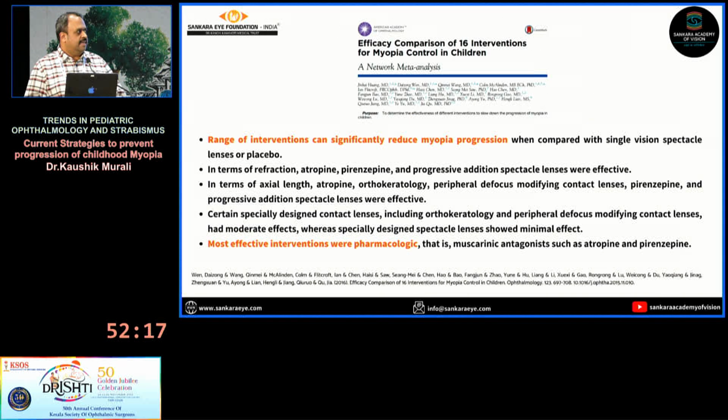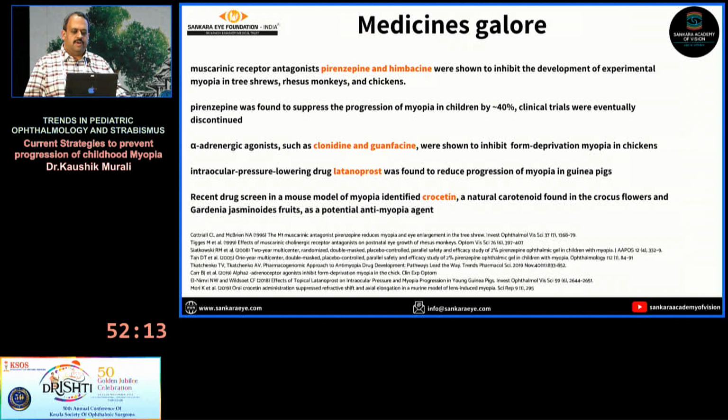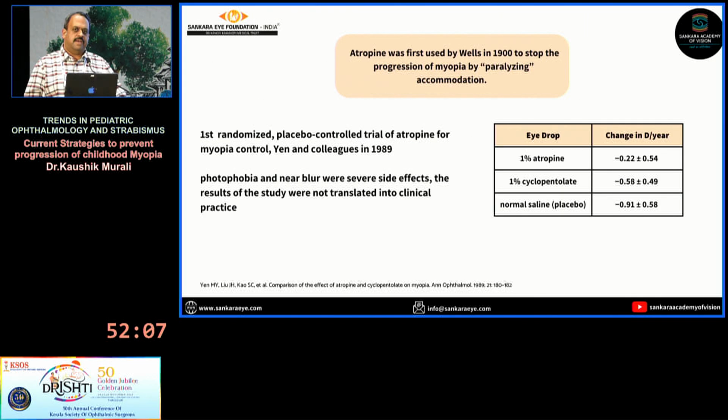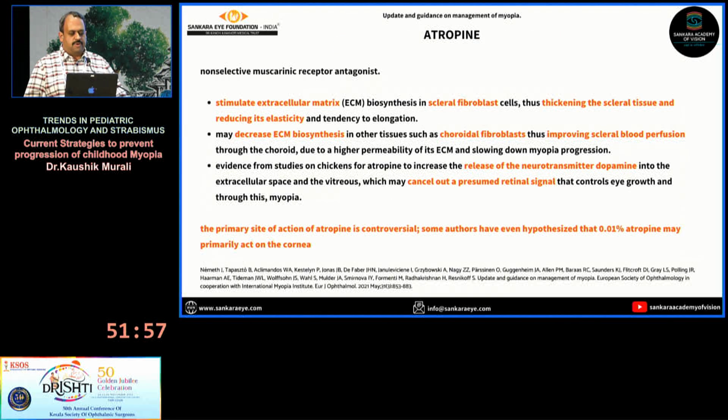Medications, there have been meta-analyses that looked at various interventions, and they've shown that pharmacological interventions are the best. Among this, again, a variety of drugs have been tried. What has stood the test of time is atropine. Again, not something new. It has been around from 1900. Literally was proposed at that time to paralyze accommodation and prevent progression.